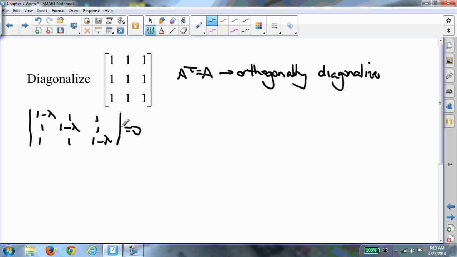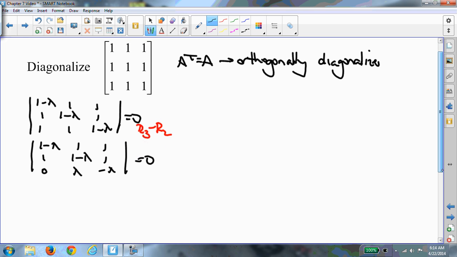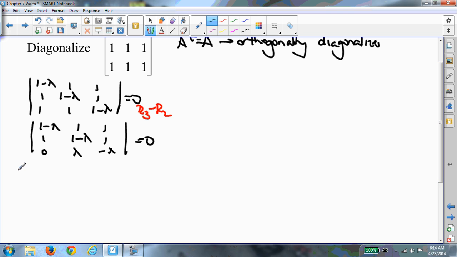Same thing, I want to do some row operations with this. So let's do row 3 minus row 2. And the whole idea is I want to get at least one 0 in there, so it makes it a little bit easier to calculate the determinant. So 1 minus lambda, 1, 1. 1, 1 minus lambda, 1. 0, this will be lambda, and this will be negative lambda. So same thing, I'm going to factor a lambda out of row 3, and I will have 1 minus lambda, 1, 1, 1, 1 minus lambda, 1, 0, 1, negative 1.